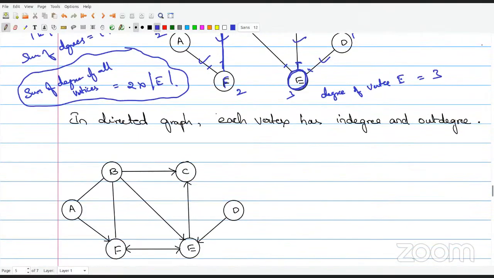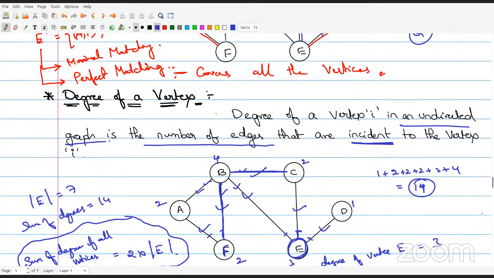Sir, in undirected, what happens? We can go both ways, right? We can go both ways. Undirected or bidirected, both are the same.